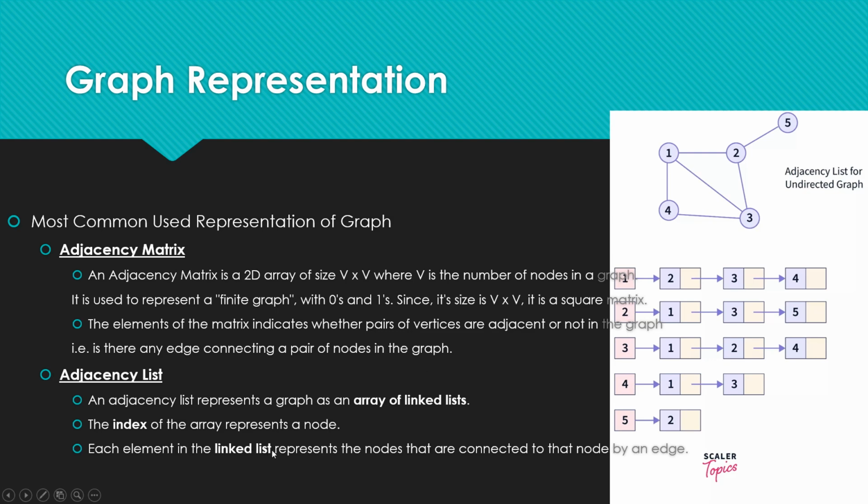And each element of the linked list represents a node that is connected to the node by an edge. What does that mean? So we have 1 connected to 2, connected to 3, connected to 4. So we have this node connected to 2, 3, and 4. This 2 is connected to 1, 3, and 5. This 2 is connected indeed to 1, 3, and 5. And that's basically the idea behind the adjacency list and adjacency matrix.